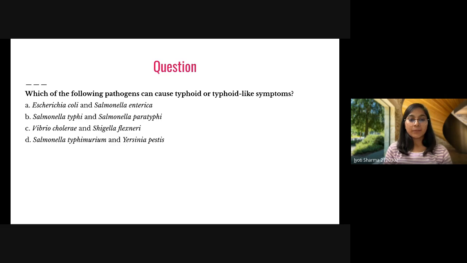These are the names of the bacteria, and you have to tell me which bacteria can cause typhoid or typhoid-like symptoms. Smita gave me the B answer, and again I agree with this B answer. Salmonella typhi will give you typhoid, and Salmonella paratyphi will give you typhoid-like symptoms, because this is not exactly typhoid but paratyphoid, and that's why B is the right answer.